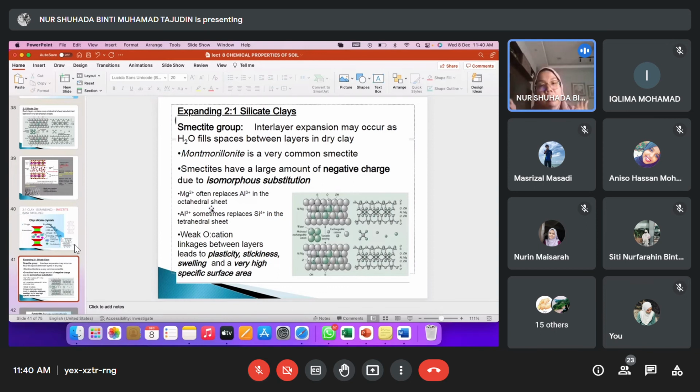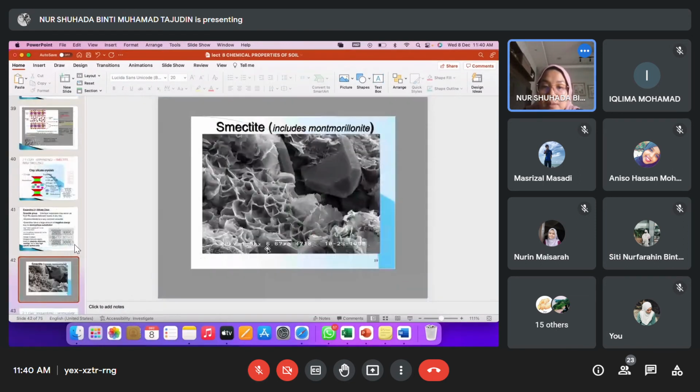That's why soil may have more than one unsatisfied charge. Aluminium replaces silicon in the tetrahedral sheets. Another reason is that it allows expansion and water holding capacity, and cation exchange capacity by the salts. That is because of the weak oxygen linkage, weak oxygen bonding between the layers. Okay, so this is montmorillonite. This is the structure of montmorillonite just now. If you see the kaolinite structure, they're different, right?